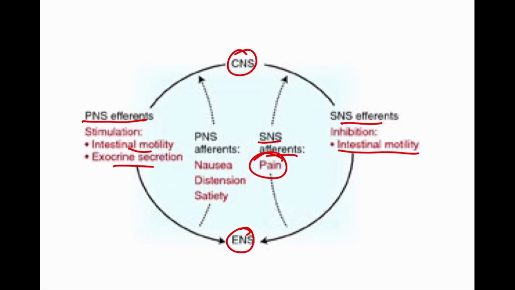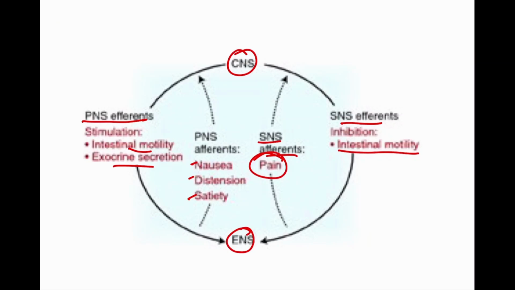PNS afferents. This is the parasympathetic system telling the brain what's going on in the GI system or the enteric nervous system. Nausea, distension, and satiety are all parasympathetic innervation or stimuli that go to the brain. So if you have pain, the sympathetic nervous system is telling the brain that you have the pain. Nausea, gastric distension, and the feeling of fullness are parasympathetic traits.